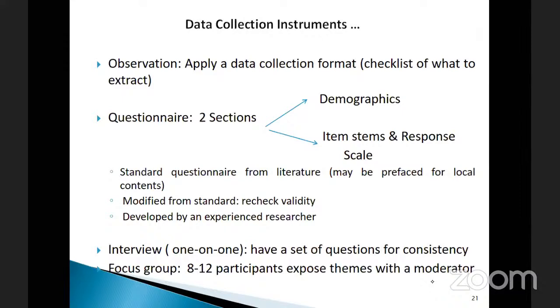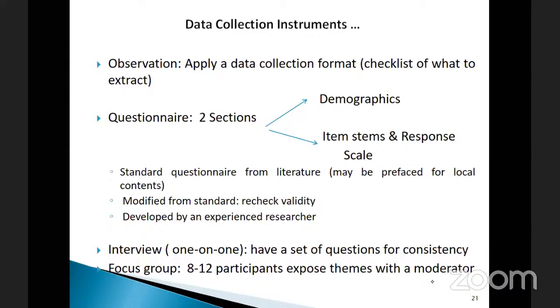Now, the third way of getting the questionnaire is the one that is developed by an experienced researcher or researchers. This requires a lot of knowledge and skill. It's not everybody that knows how to develop a questionnaire, and a questionnaire is not all about asking questions. You have a systematic way of developing a questionnaire and validating it.